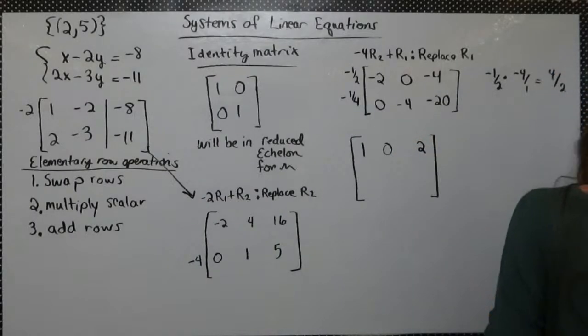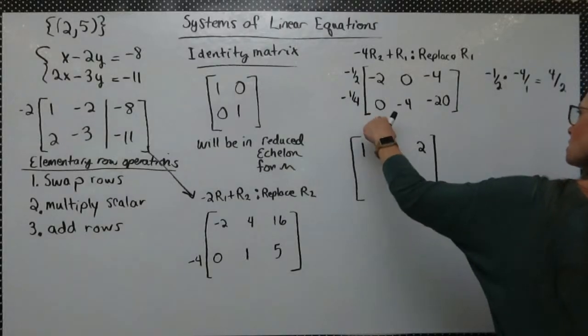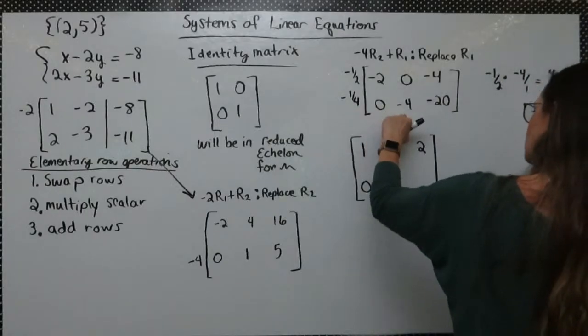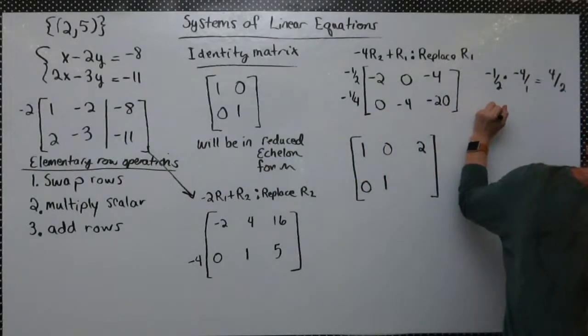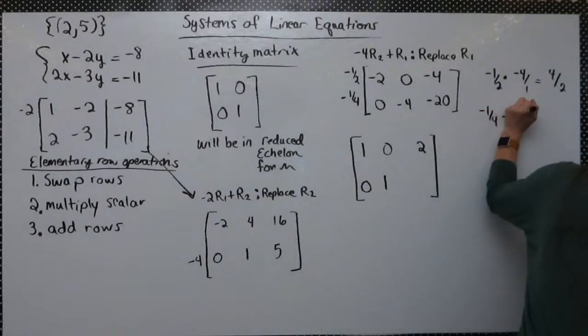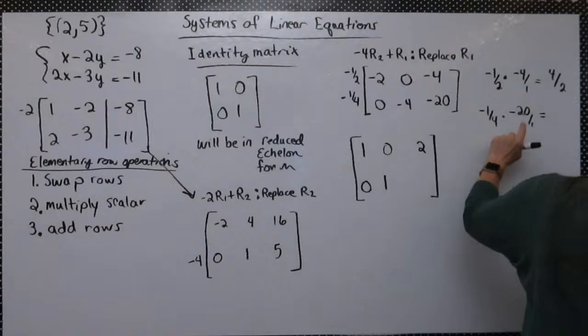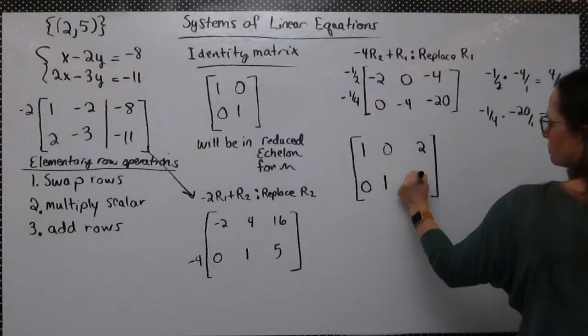And then we're going to repeat that process with this one right here. So -1/4 times 0 is 0. -1/4 times -4 is 1. And then -1/4 times -20 is, let's see, that's 20 divided by 4, positive, which is 5. All right.